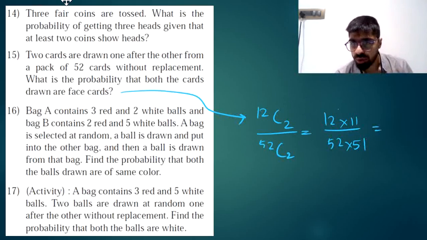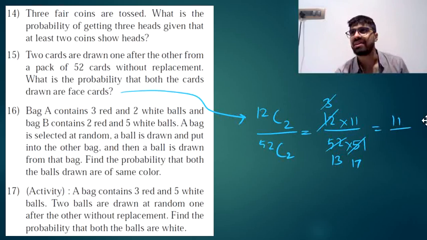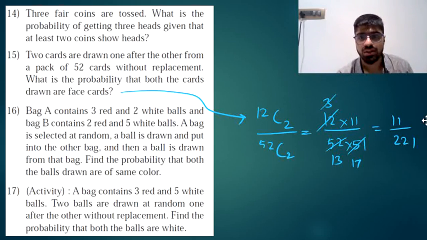So this is going to give you, sorry, 4 into 3 and 4 into 13, 3 into 1, 3 into 17. So we have 11 upon 13 into 17. That would be what? 169 and 52. So 171 and 52, making it 221. Yeah, that's the answer for your 15th question. Going ahead with the 16th one.